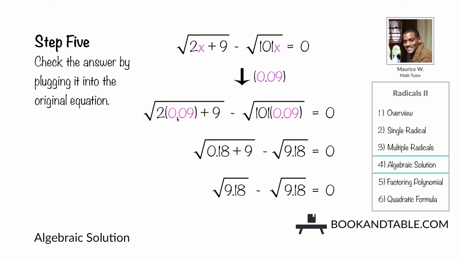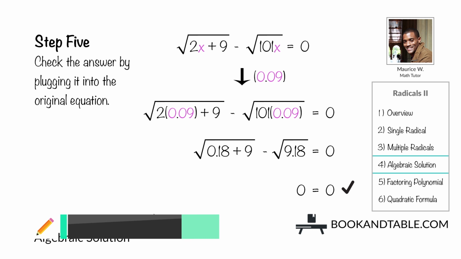2 times 0.09 is 0.18 plus 9. 101 times 0.09 gives you 9.18. So that leaves you with the square root of 9.18 minus the square root of 9.18. Anything minus itself is 0, confirming that the left side of the equation is equal to the right side. So the answer x is equal to 0.09 is correct.